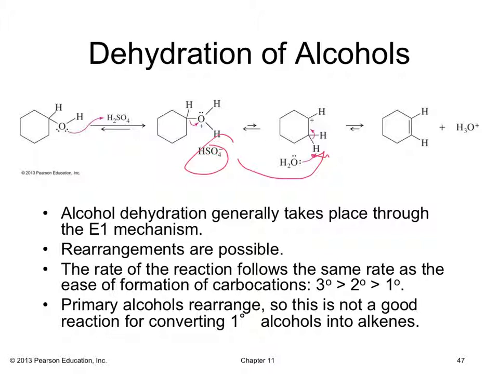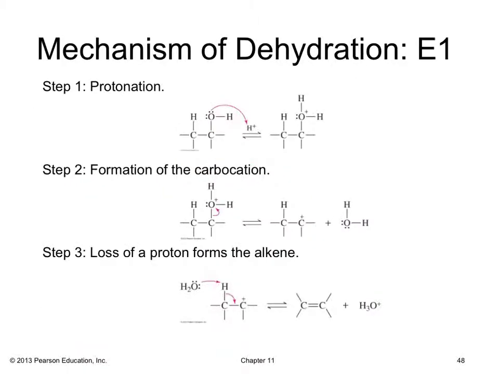In this case, rearrangements are definitely possible. And then the rates of reactions follow the same ease of formation of carbocations, that is, tertiary is favored over secondary over primary. Primary alcohols rearrange, so this is not a good reaction for converting primary alcohols into alkenes.